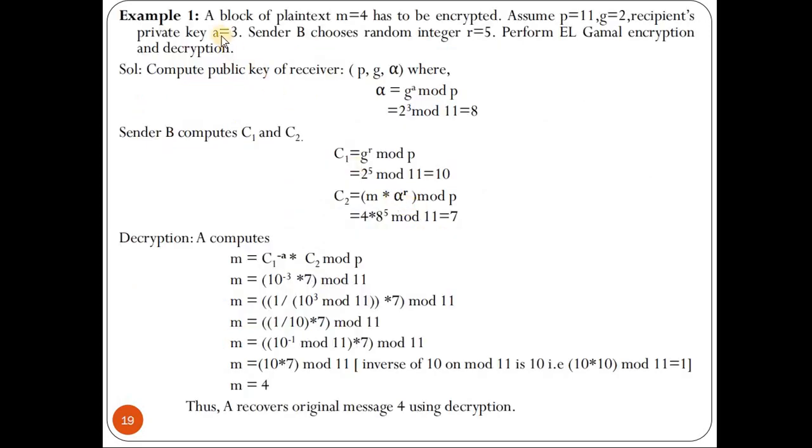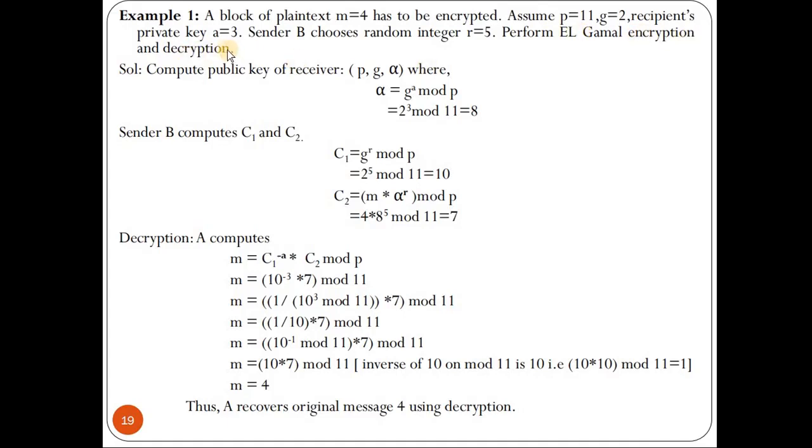Now let us consider an example. A block of plain text m equal to 4 has to be encrypted. Assume p is equal to 11, g is equal to 2, the recipient's private key a is equal to 3, and sender B chooses a random integer r equal to 5. Perform ElGamal encryption and decryption.